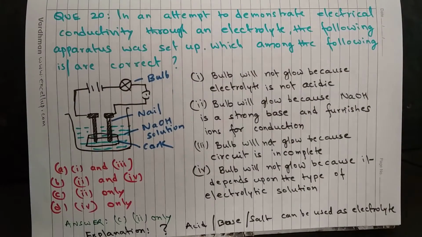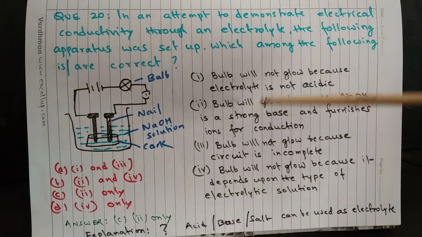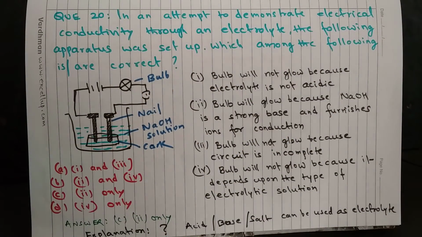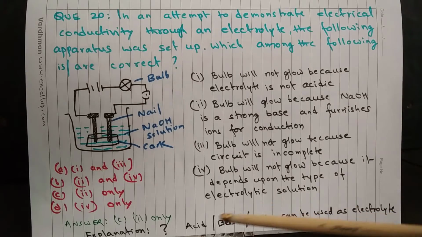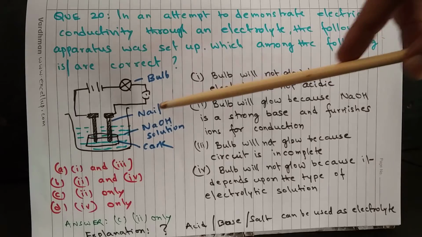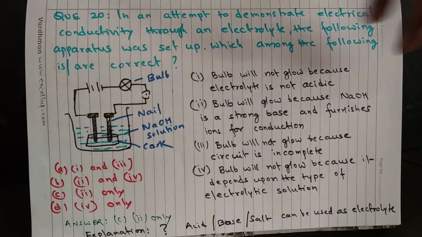Okay. So number 2 is in these three options. Number 2 says bulb will glow and others say that bulb will not glow. So A and B can be easily ruled out. Now any substance, whether it is an acid, base or salt, can be used as electrolyte, because once an acid or a base or a salt is dissolved in water, it dissociates into ions. So free ions are available for conduction of electric current, and that is why statement 2 is the correct statement.